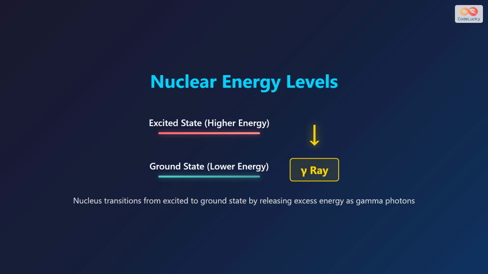Atomic nuclei exist in discrete energy levels, similar to electron energy levels in atoms. When a nucleus is in an excited state, it has higher energy than its ground state. To reach stability, the nucleus transitions from the excited state to the ground state. During this transition, the excess energy is released in the form of a gamma ray photon. The gamma ray carries away the exact energy difference between these two nuclear states.